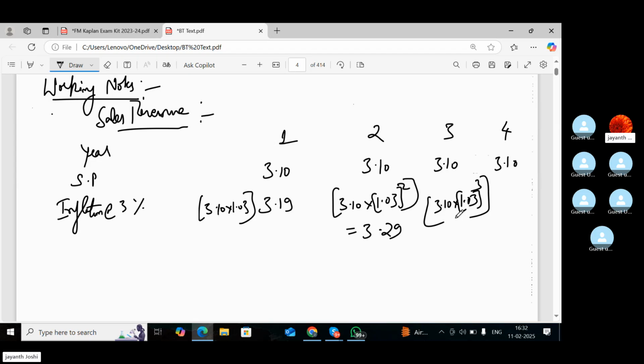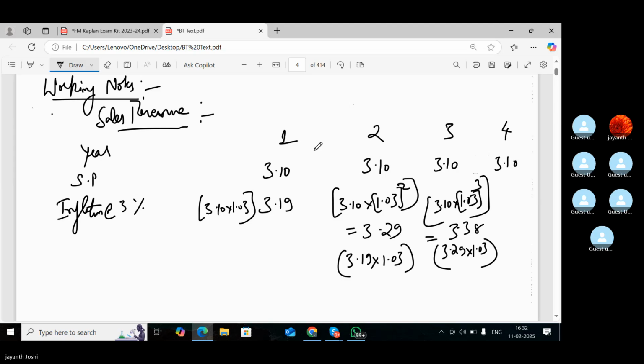3.29. I'm going to write the same thing here. 3.19 into 1.03 also can be done. Then 3.29 into 1.03 can also be done. The same answer you'll be getting. 3.38. Okay, or 3.39 you can write. It doesn't make a change. Approximate. And then 3.39 into 1.03.